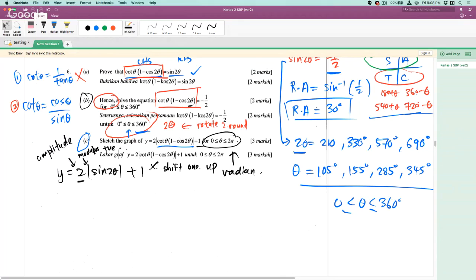All right, this is all the idea and information we have over here. Of course, I will start to sketch to show you. You just ignore the +1 first. I will show you sine 2 theta.